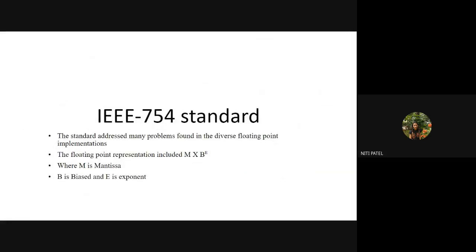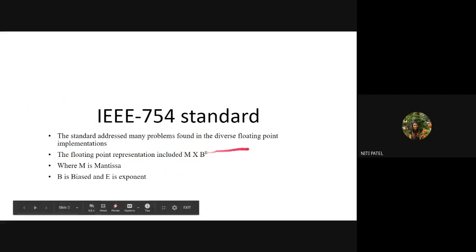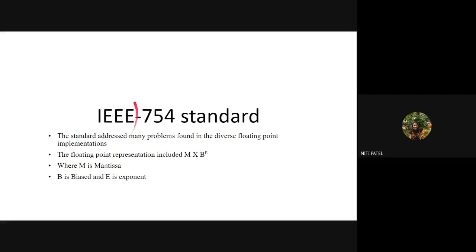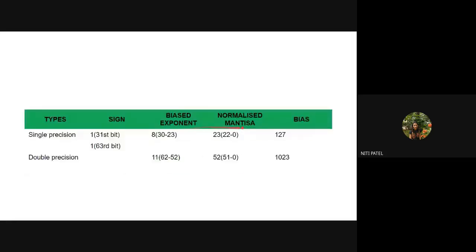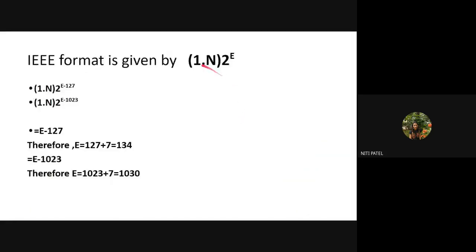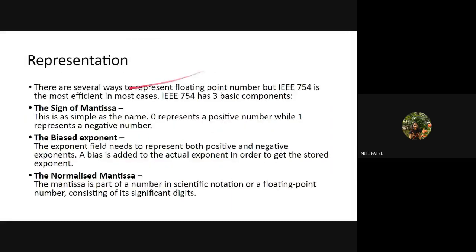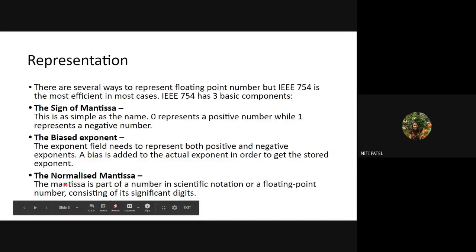You will write that IEEE 754 format was being used because we were not getting the appropriate result from floating point representation, which was m into b raised to e. So we started using IEEE format, which says that you have to make use of 1.m into 2 raised to e. This IEEE format has three components for the representation. You will be explaining these three representation components.